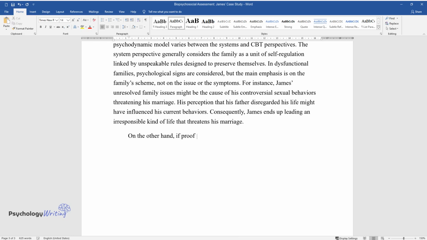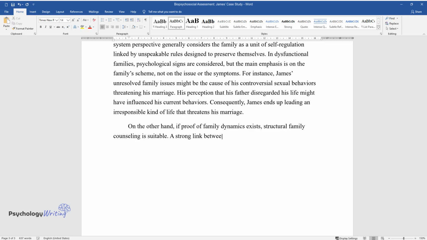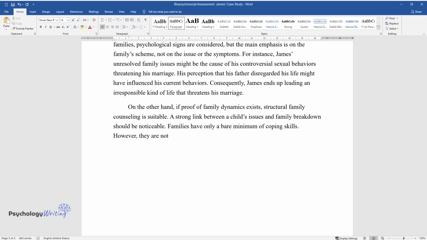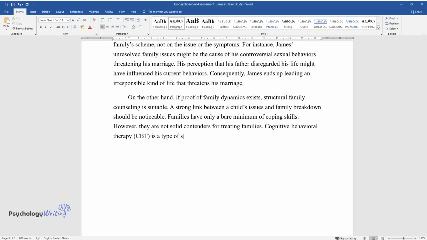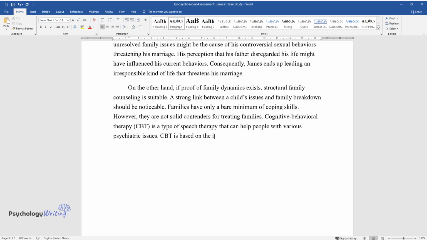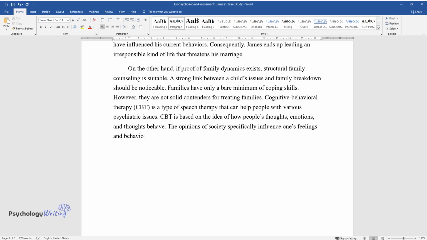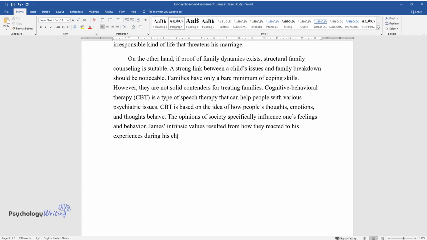On the other hand, if proof of family dynamics exists, structural family counseling is suitable. A strong link between a child's issues and family breakdown should be noticeable. Families have only a bare minimum of coping skills. However, they are not solid contenders for treating families. Cognitive behavioral therapy, CBT, is a type of talk therapy that can help people with various psychiatric issues. CBT is based on the idea of how people's thoughts, emotions, and behaviors interact, and the opinions of society specifically influence one's feelings and behavior. James' intrinsic values resulted from how he reacted to his experiences during his childhood.